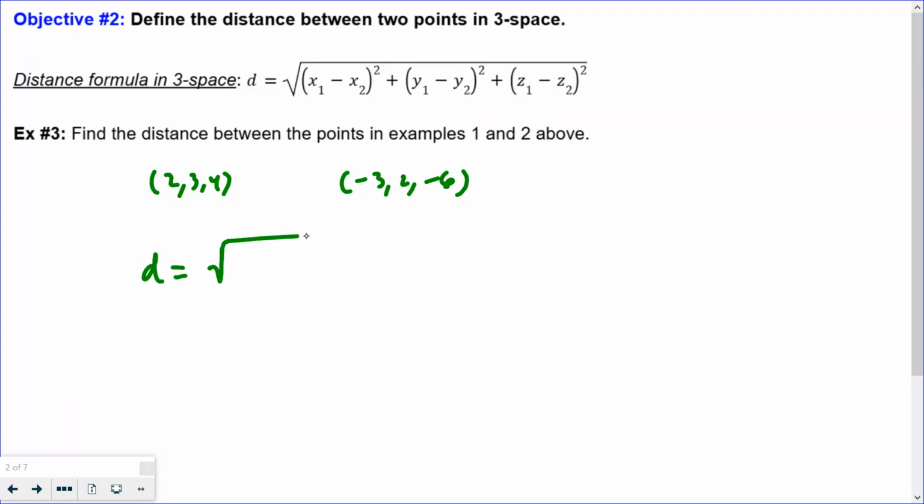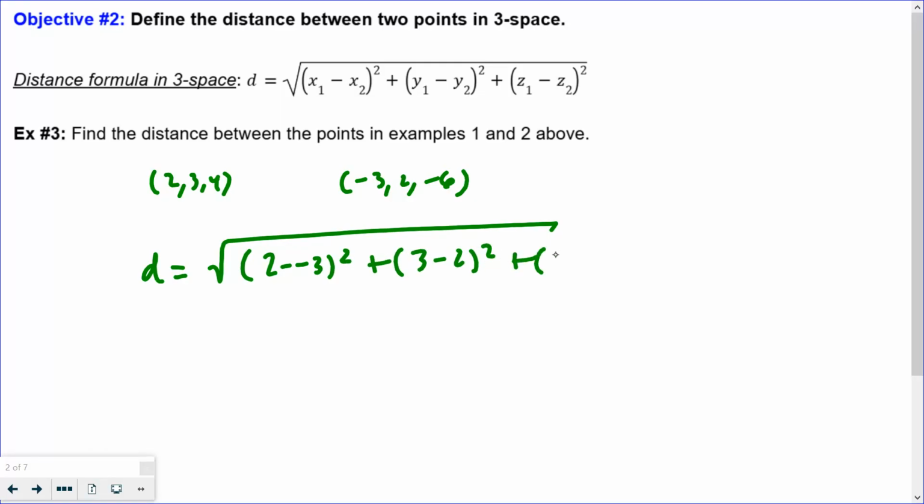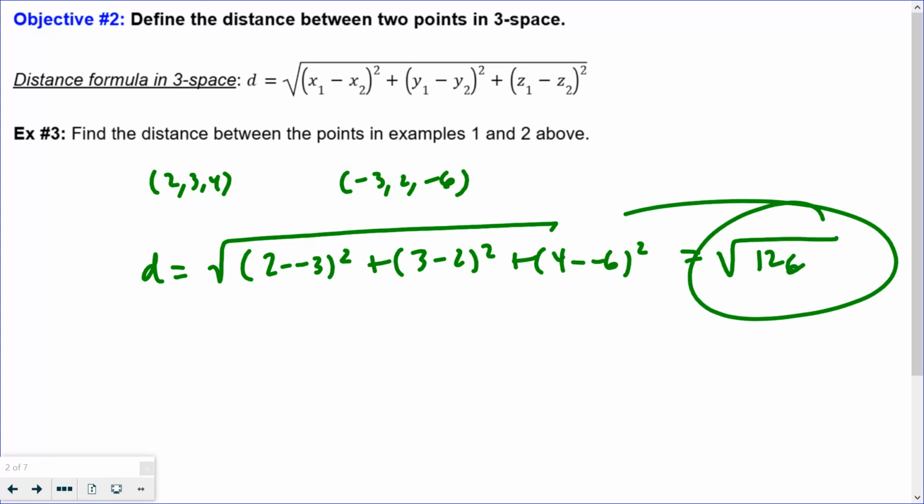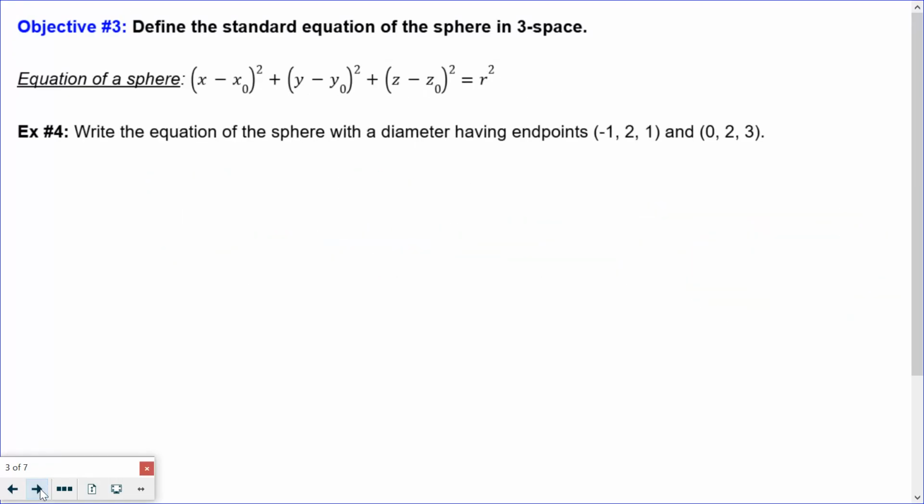Okay, so essentially the distance is, it doesn't matter which ones you technically subtract, as long as you keep it in the appropriate order. 2 minus -3 squared plus 3 minus 2 squared plus 4 minus -6 squared. If you do all that perfectly, you get the square root of 126. Done. That's how far away they were. If you were to draw them on that last page on the same axis, you would see exactly how far they were. The square root of 121 is 11, so a little bit more than 11 units from each other.